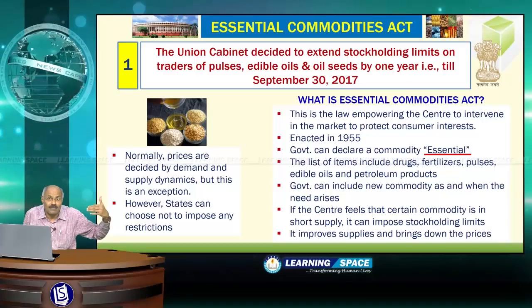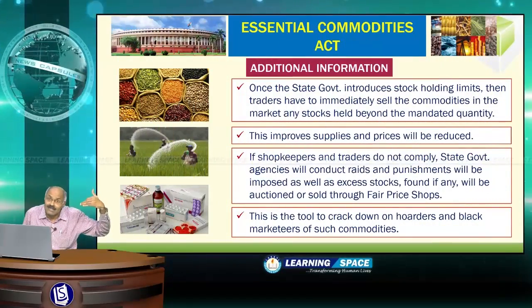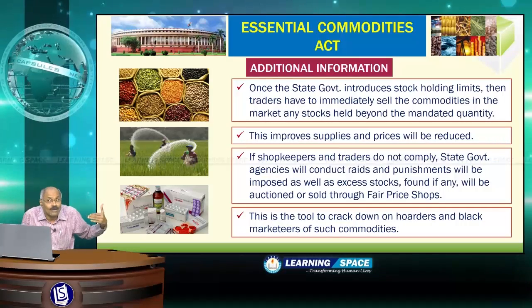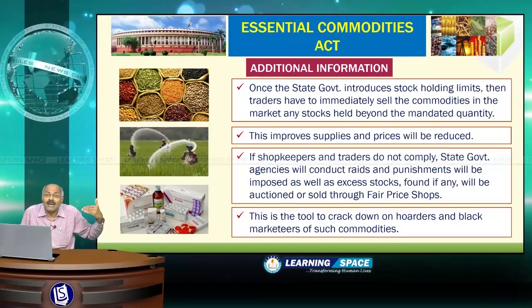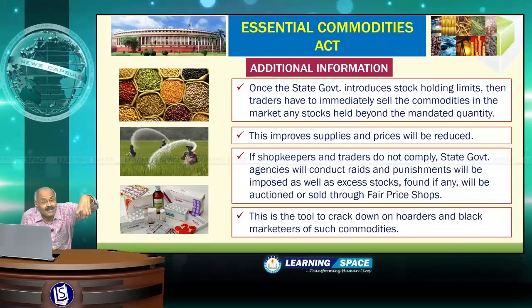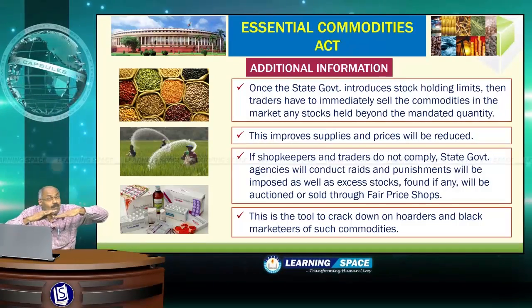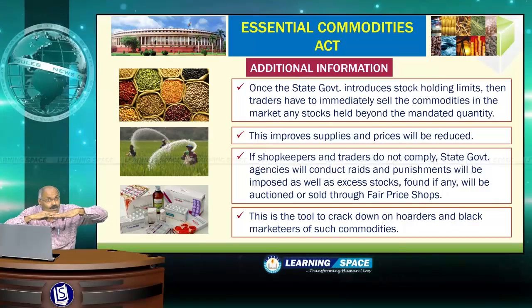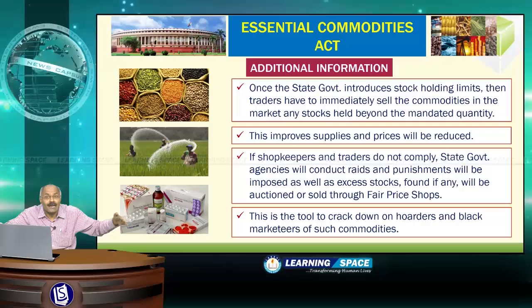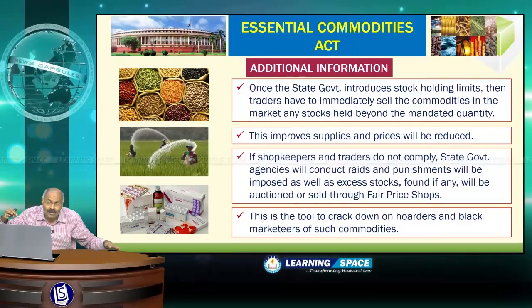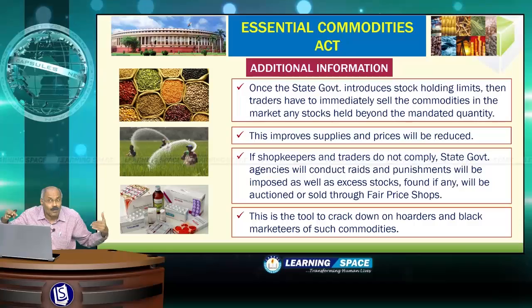I have given further information here. Please go through it. Once the state government introduces stockholding limits, traders have to immediately sell in the market any stocks held beyond the mandated quantity. As I have already told you, this will improve the supplies and prices will be reduced. And if the traders do not comply, then the state government will conduct raids and punishments will be imposed. Right? So this is the tool to crack down on hoarders and black marketers of such commodities.